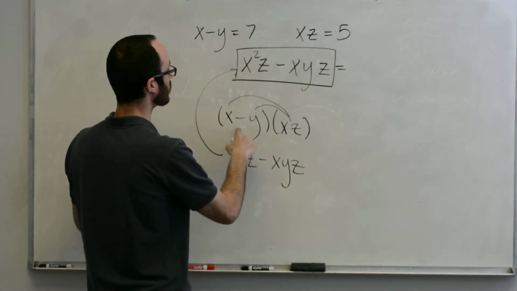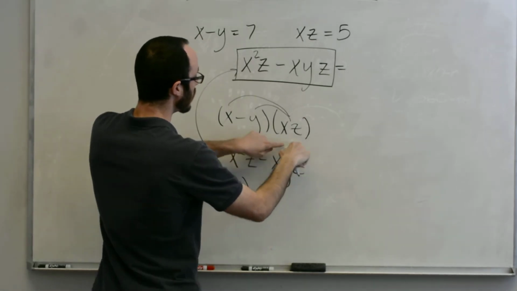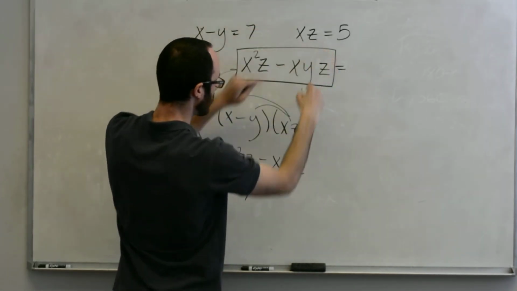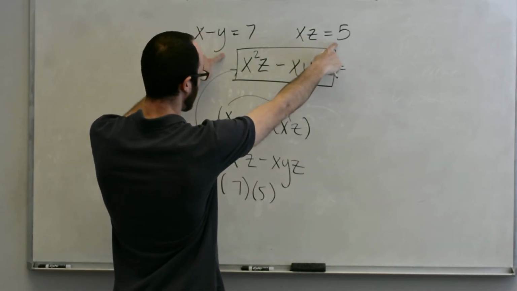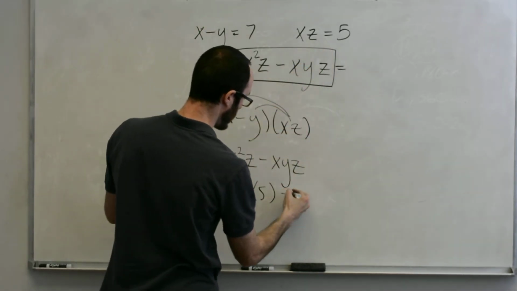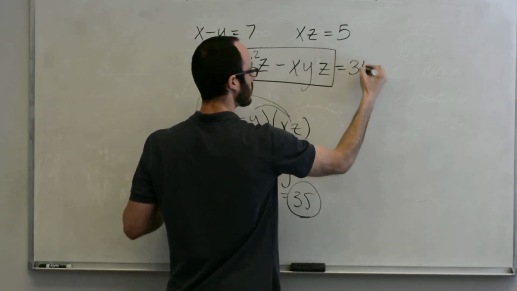So we already know what x minus y is. They gave that to us. X minus y was 7. And we already know what xz is. They gave that to us as well. That's 5. So if what we want is the product of 7 and 5, then the answer choice needs to be 35. And that's what we would get for this.